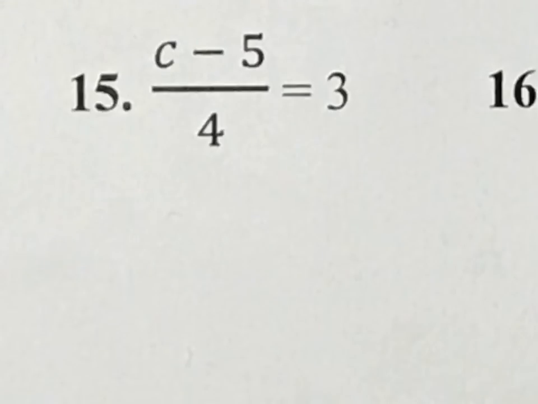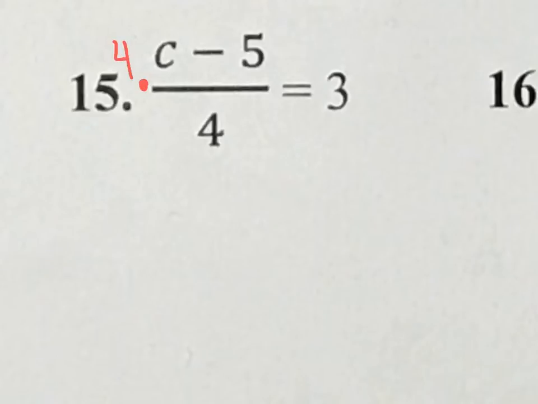Number 15. C is clearly on the left side of the equal sign. I need to get c by itself. I don't want this fraction. I don't want the divided by 4, and then I don't want the minus 5. Let's get rid of the fraction first. Let's get rid of that divided by 4 by doing the opposite, which is multiplying by 4.